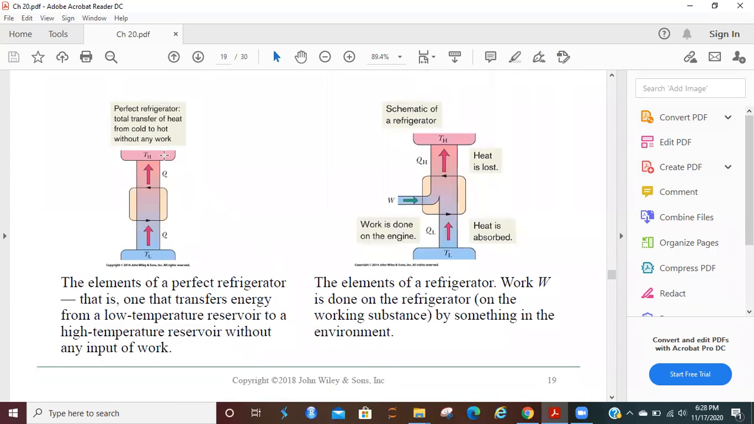So here you've got a perfect refrigerator, total transfer of heat from cold to hot without any work. Over here, of course, you've got the heat that's being absorbed, you've got the work that you wanted to do, and then the heat is lost out here in the high energy region.